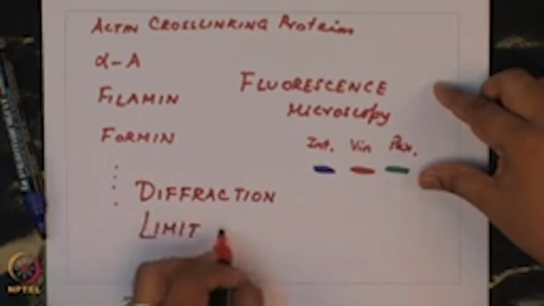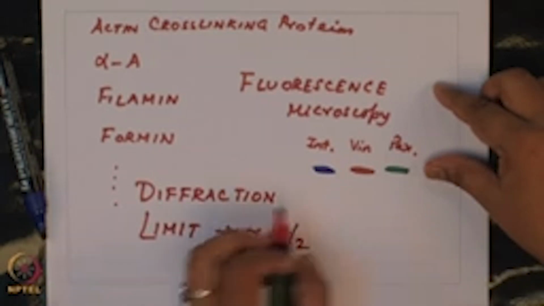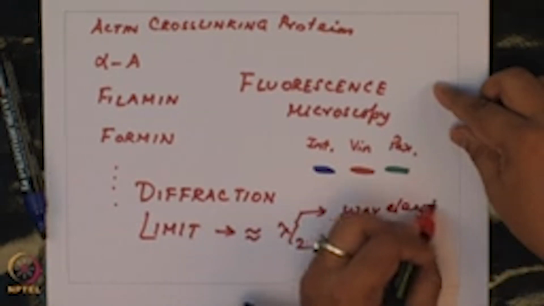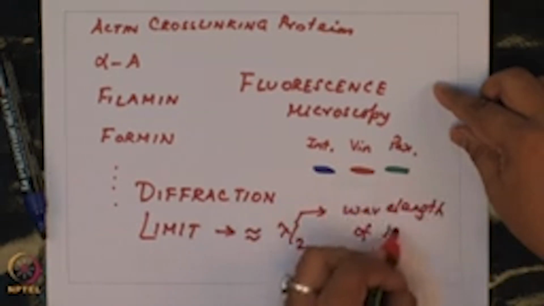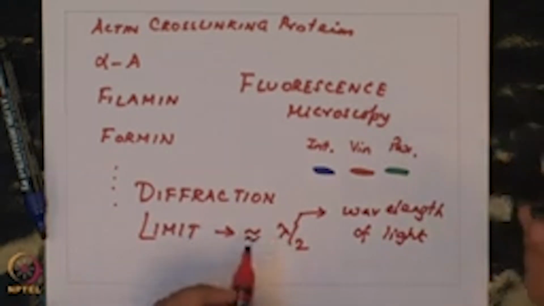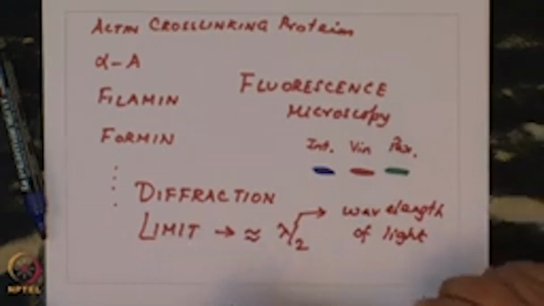Okay. So, the diffraction limit is, you can approximately say, lambda by 2, where lambda is the wavelength of light. This is not the exact expression, but it roughly gives you an idea of the resolution limit. Most microscopes have a resolution limit of the order of 200 nanometers, which is to say that an object which is less than 200 nanometers would look like 200 nanometers.